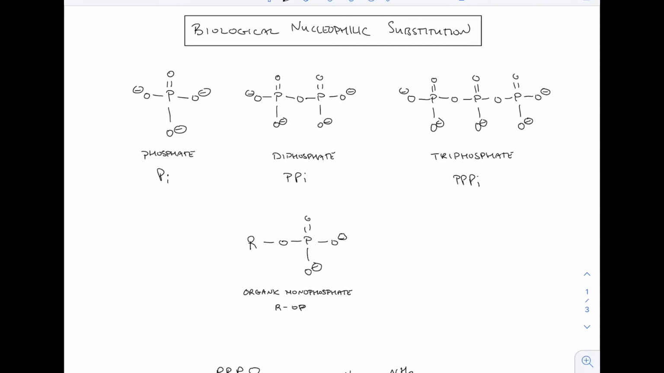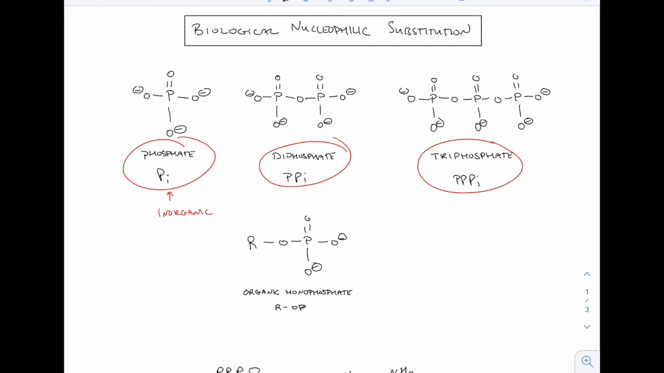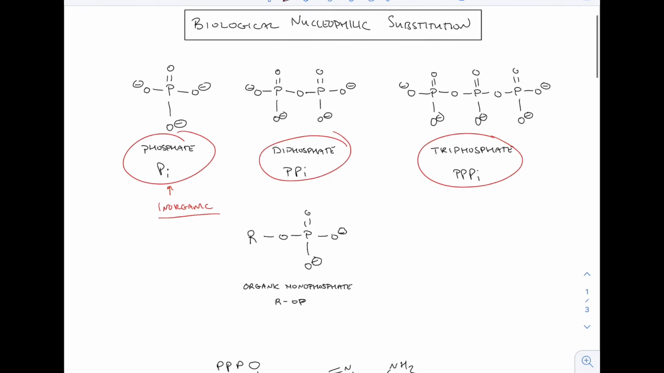All right, so this video is on biological nucleophilic substitution, as well as a couple other things, but it's really just showing you the practical applications. So we have phosphates, diphosphates, triphosphates, right? We've seen these in our biology class probably, abbreviated Pi, meaning an inorganic phosphate group.